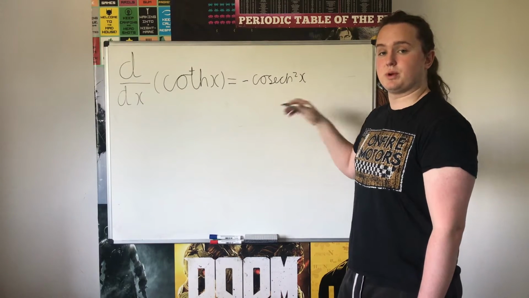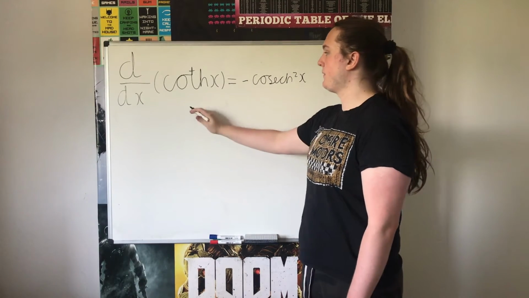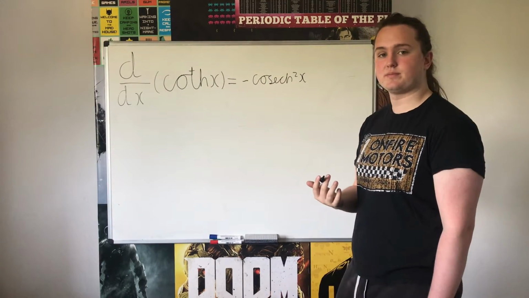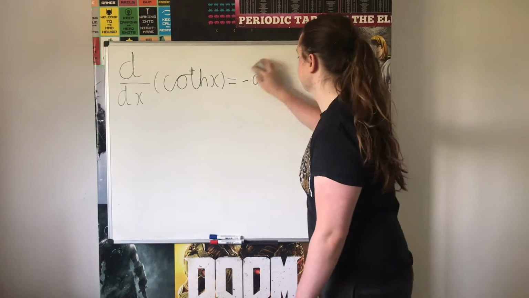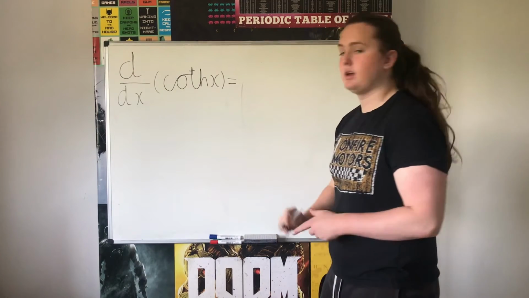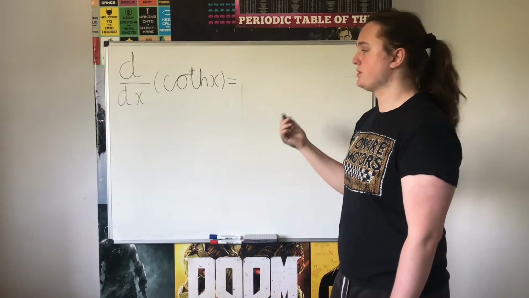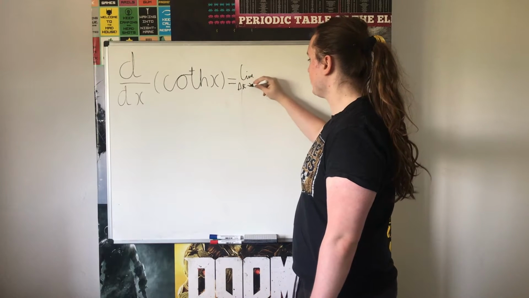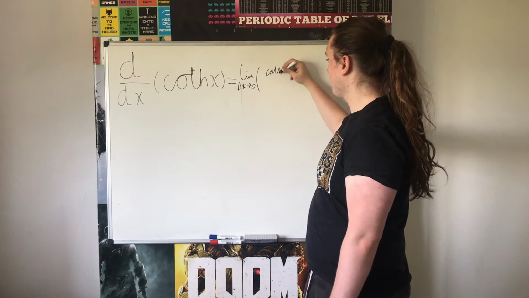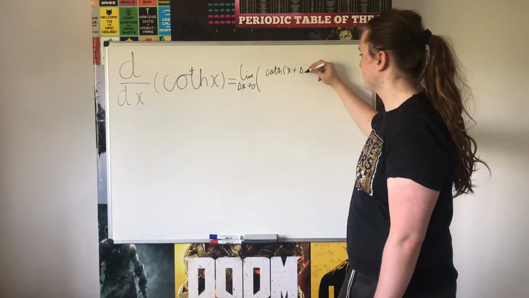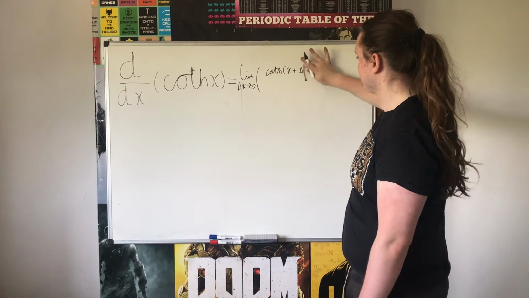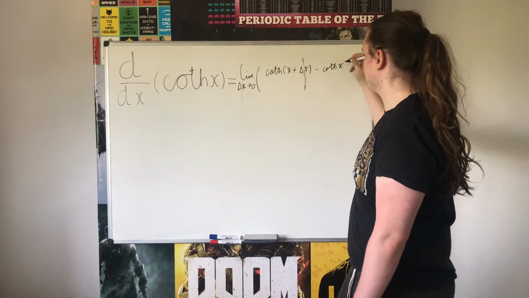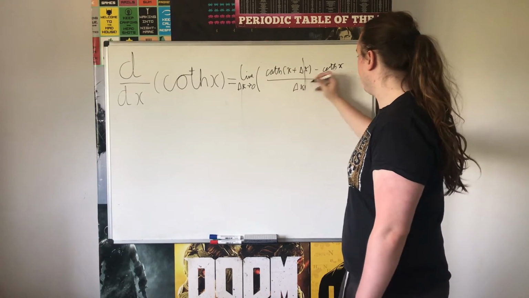So in this video, I'm going to prove from first principles that the derivative of coth x with respect to x is minus cosech squared x. So we know from first principles that the derivative of coth x is the limit as delta x approaches 0 of coth of (x plus delta x) minus coth of x, over delta x.